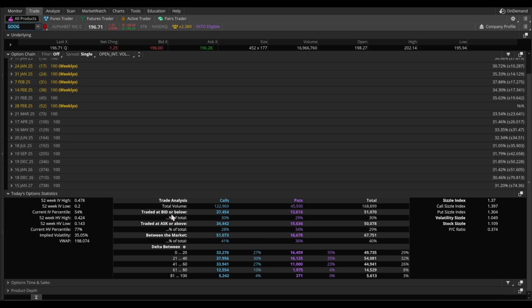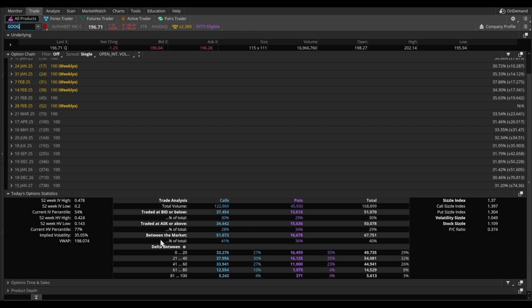Underneath that, we see traded at bid or below, and of course it's telling us it's 37,000 and then 13,000 for puts. And it gives us the total as well as far as the percentage. It looks like it's 30%, and then of course 29 for the puts. And then we see traded at ask or above. Again, 34,000 for calls, 15,000 for puts, and then the percentage total is 28 and 34. And those concepts are pretty self-explanatory because you guys know what the bid and the ask price is. Essentially, that's what you're paying for the cost of the premium.